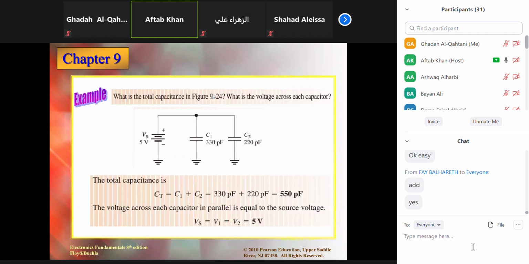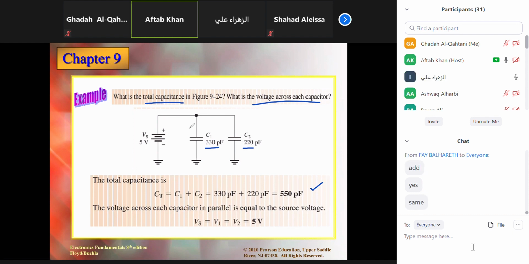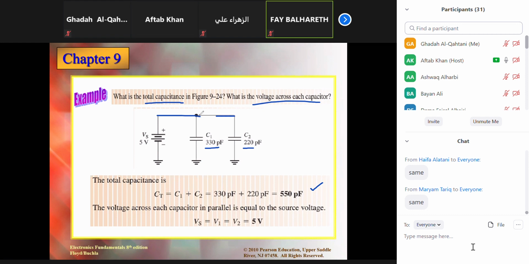Now see the question. What is the total capacitance? Add 230, 330 and 220, which is 550. Now what they are asking is the voltage across each capacitor. It is again so simple. Is this a parallel circuit or not? Yes, and we know that in parallel, voltage is always the same. But current will be different, so we can calculate current with the formulas.